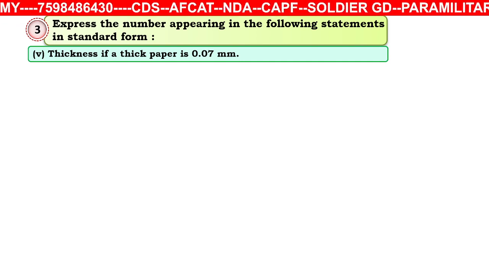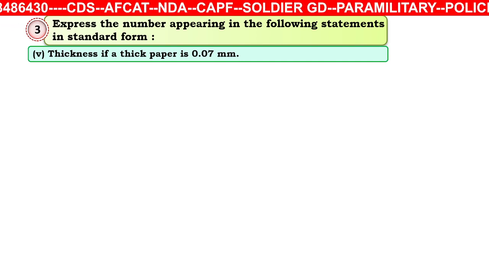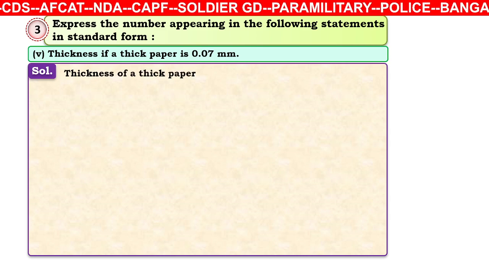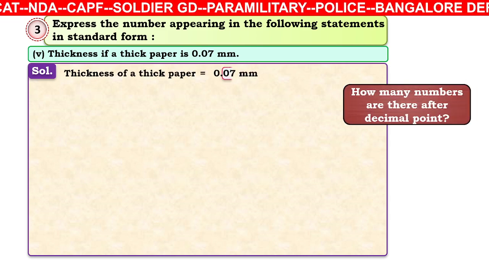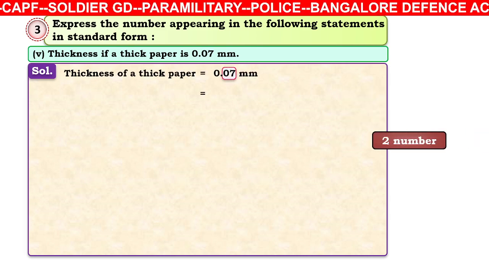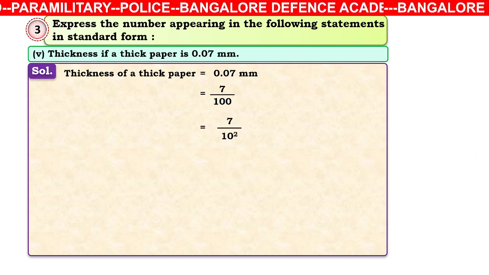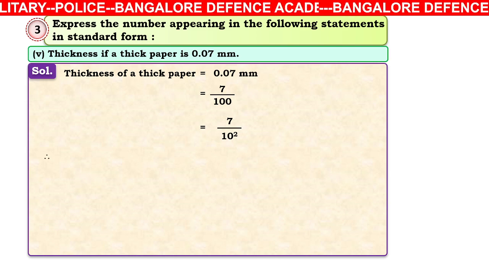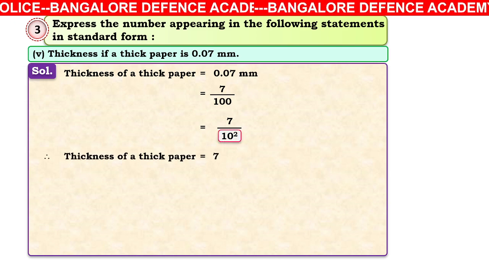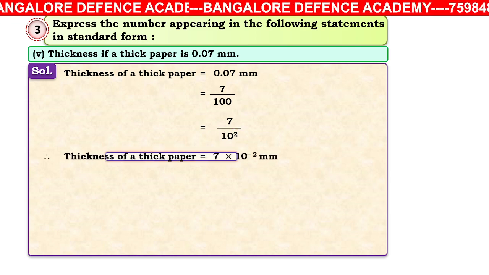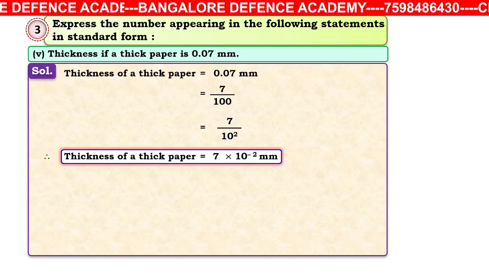Next, thickness. If a thin paper is 0.07 mm, now you have to take 7 and count how many digits there are after the point. So you have 7 divided by 100, so the answer is 7 divided by 10 to the power of 2. If the 10 to the power of 2 goes up to the numerator, it becomes minus 2. So the answer is 7 into 10 to the power of minus 2 mm.